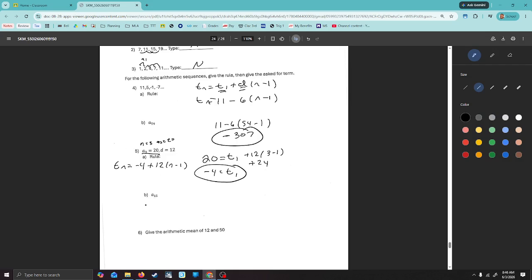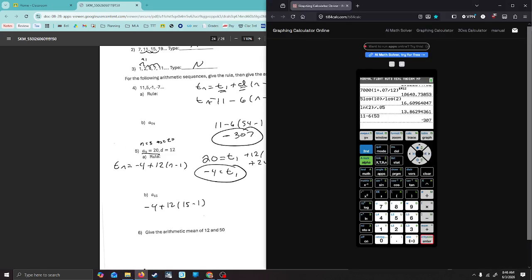So now we do the math. Negative 4 plus 12 times 15 minus 1. Again, just slap that thing in the calculator. Negative 4 plus 12 times 14, pretty much, 164.